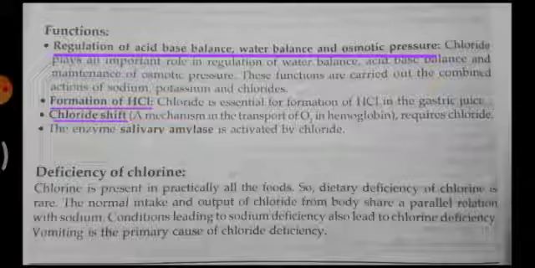Formation of HCl. Chloride is essential for formation of HCl in the gastric juice. Chloride is designated as Cl. It combines with hydrogen to form HCl, hydrochloric acid, which is secreted from the gastric glands and is required for digestion in the stomach. Chloride shift is usually seen in the hemoglobin mechanism. The enzyme salivary amylase is activated by chloride. So if you take salt, it will activate the amylase enzyme secreted from the salivary glands.